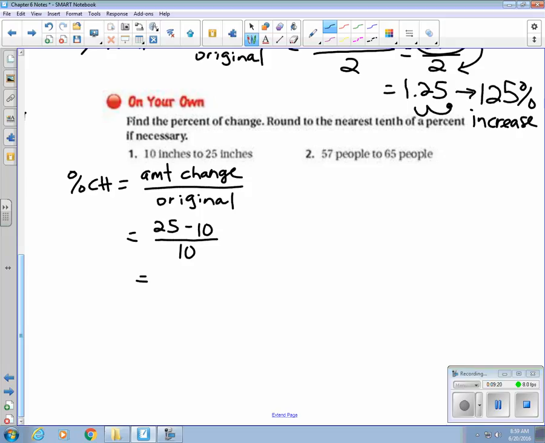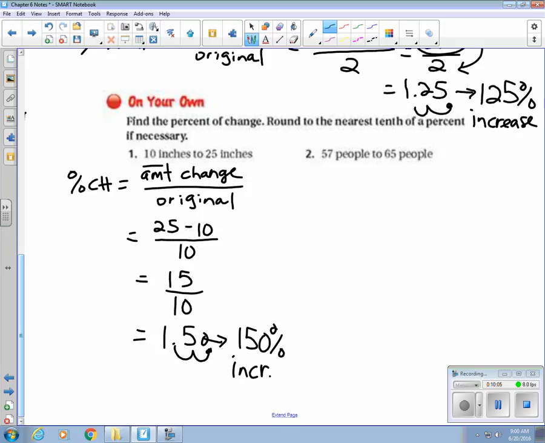25 minus 10 in our numerator is 15, so the amount of change was 15. All right, it went from 10 to 25, it increased by 15. And we're going to divide that by the original amount, and when we do that, we end up with 1.5, but that's a decimal, so we have to change that to a percent. Move our decimal point 2 places, fill in a 0 there. So that is a 150% change, and since it went from 10 to 25, it's an increase. It went up, so it increased by 150% of the original amount. All right, so 15, the amount of change, 15 is 150% of the original amount of 10, okay?